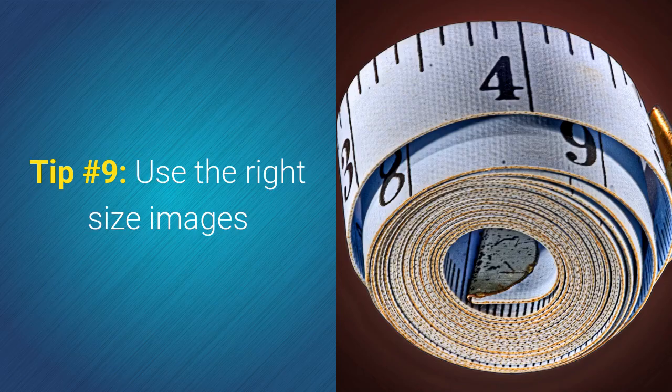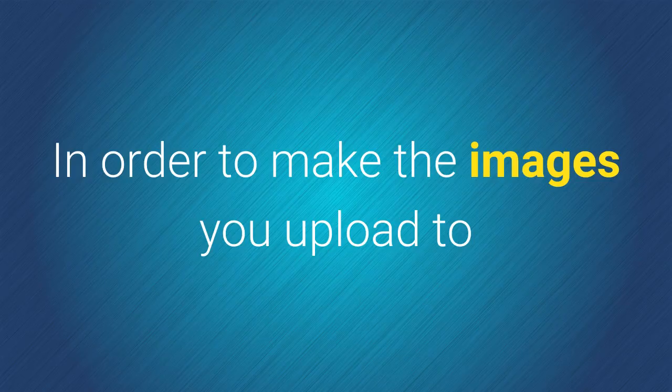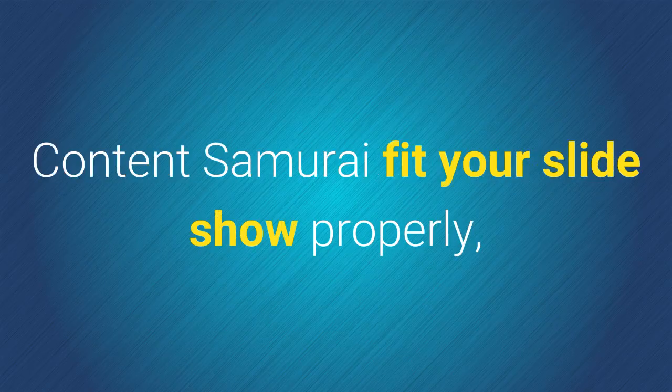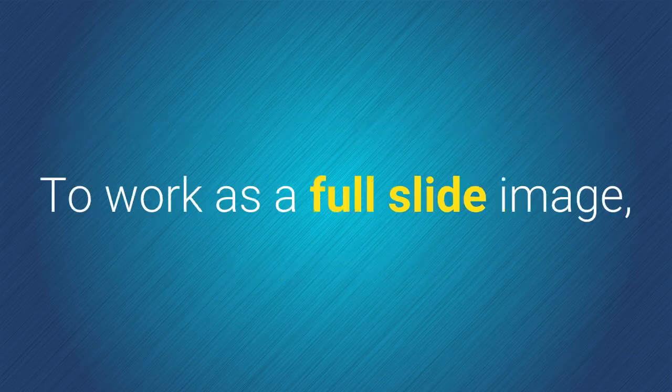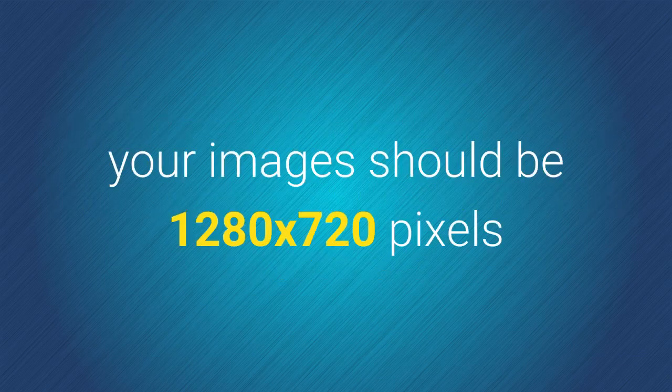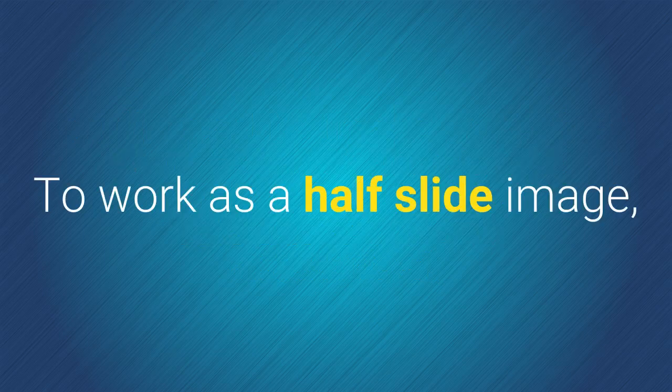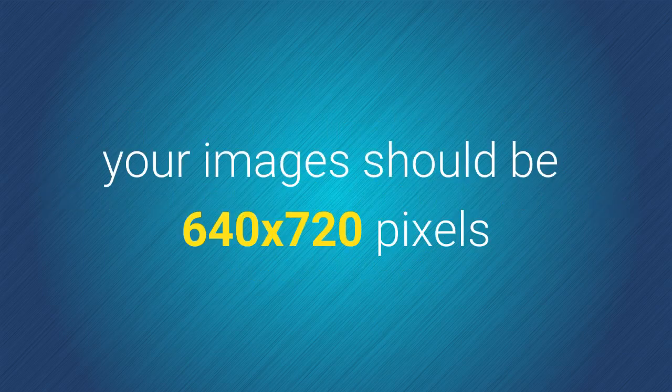Tip number 9. Use the right size images. In order to make the images you upload to Content Samurai fit your slideshow properly, you'll need to make sure that they are the right size or resolution. To work as a full slide image, your images should be 1280 by 720 pixels. To work as a half slide image, your images should be 640 by 720 pixels.